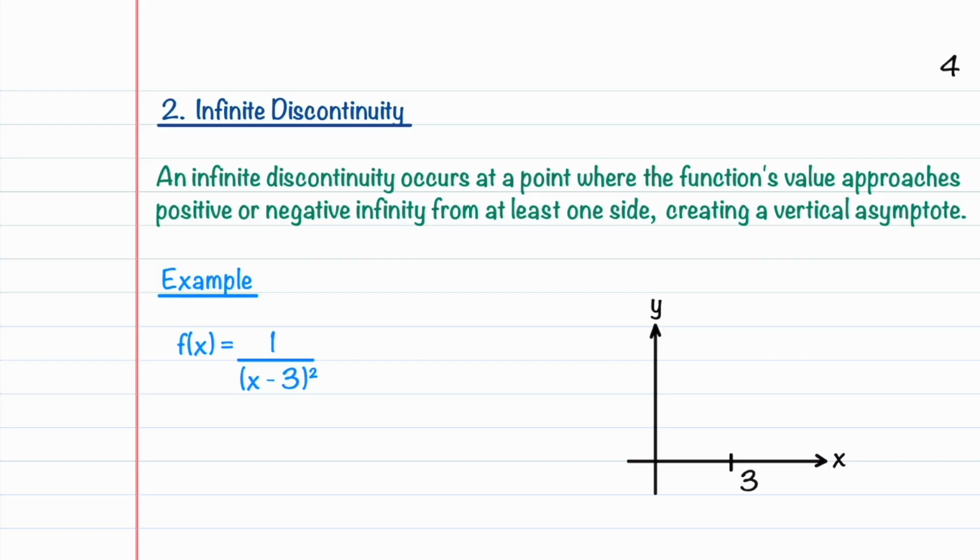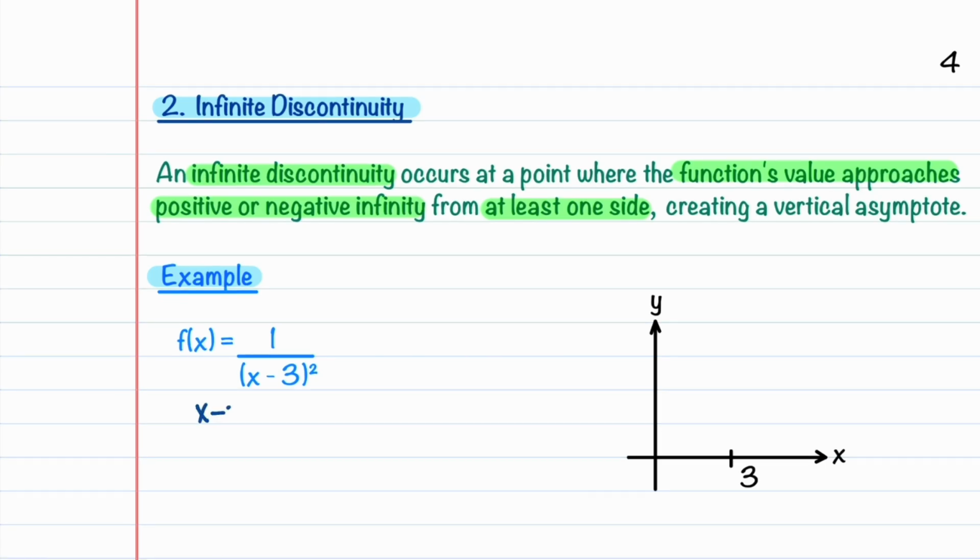Let's now look at our second type of discontinuity. It is called an infinite discontinuity. An infinite discontinuity occurs at a point where the function's value approaches positive or negative infinity from at least one side, creating a vertical asymptote. Down here, we have an example of an infinite discontinuity. When we set the denominator of this function, x minus 3 quantity squared, equal to 0, we get x is equal to 3. So at the point x is equal to 3, our function is undefined.